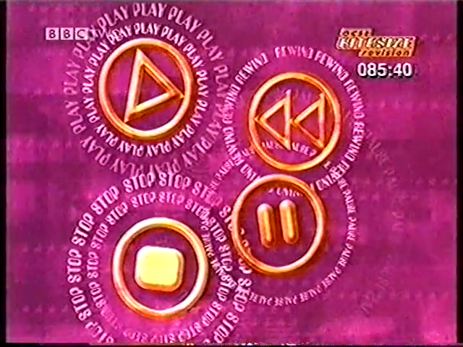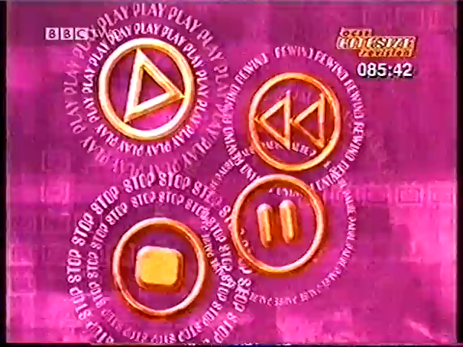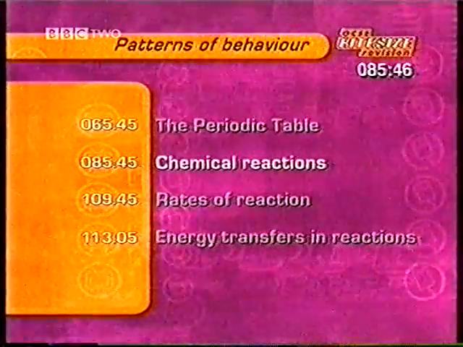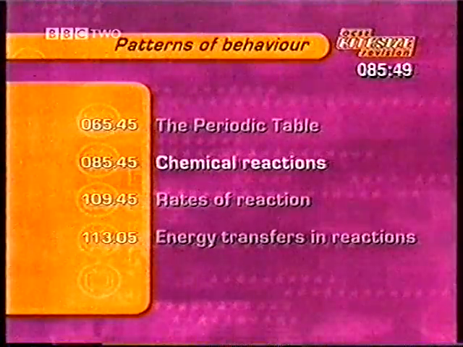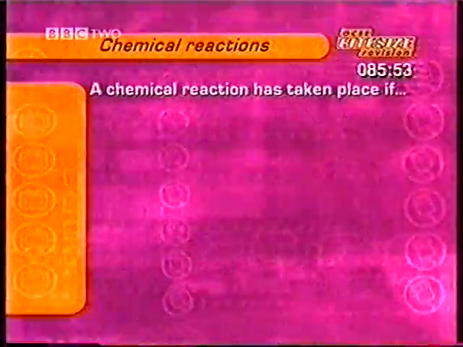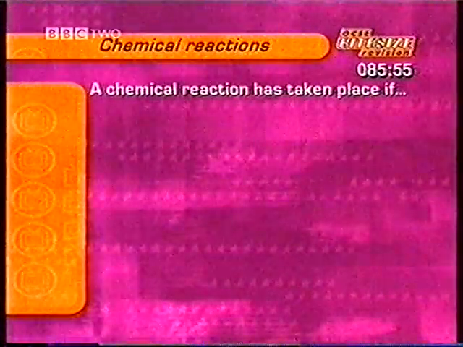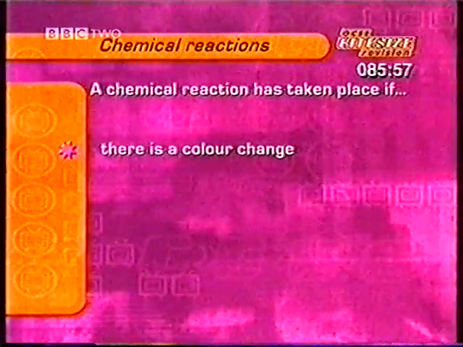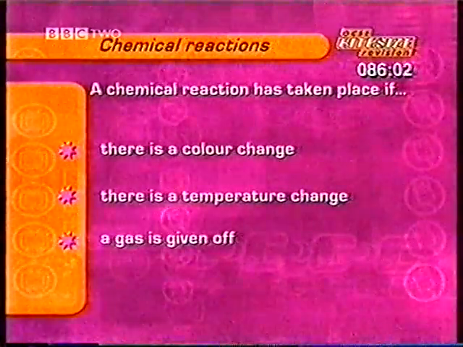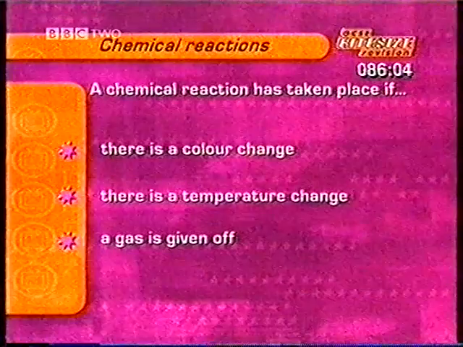That's the end of the section on the periodic table. This section is about chemical reactions. You can tell a chemical reaction has taken place if one or more of the following things happen. There's a colour change, there's a temperature change, or a gas is given off, indicated by bubbling, fizzing, or a flame.